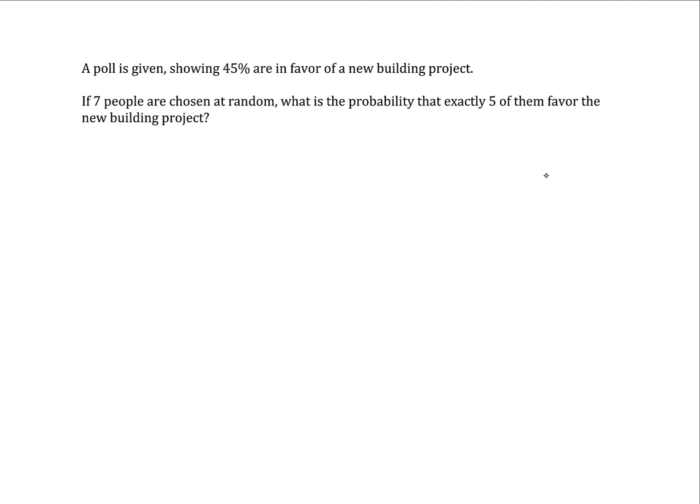A poll is given, showing 45% are in favor of a new building project. If 7 people are chosen at random, what is the probability that exactly 5 of them favor the new building project?